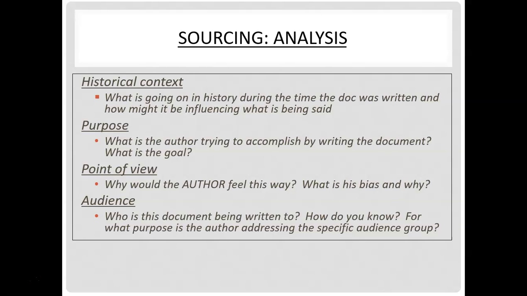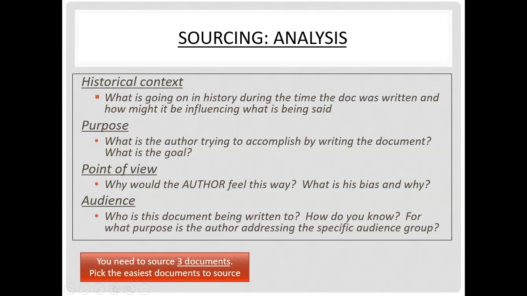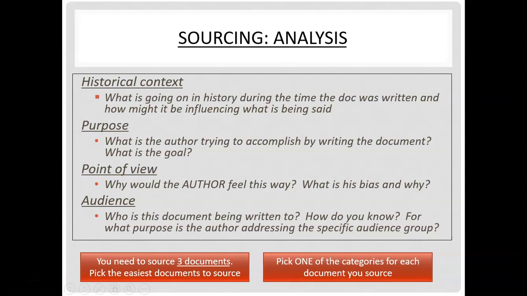And then audience is, who is the document being written to? How do you know that this is the audience? And why did the author choose this specific audience to address? Now, a couple things to remember. In the DBQ, you need to source 3 documents. We always recommend sourcing 4, just a little CYA. And then always pick the documents that are easiest to source. And when you source a document, you only have to source it for one of these.